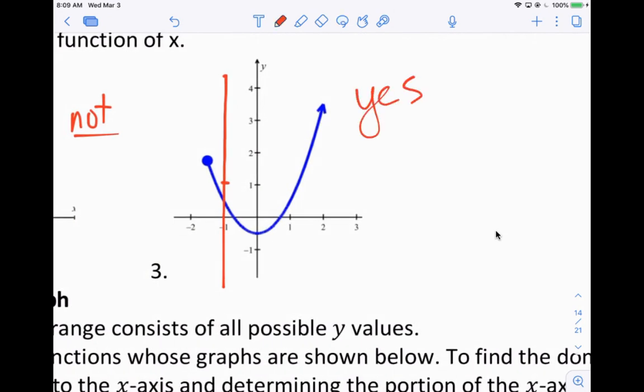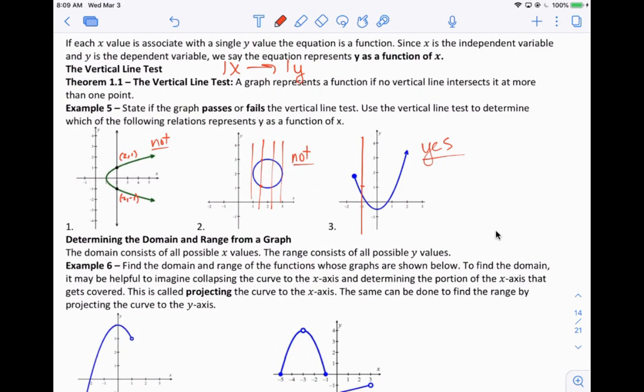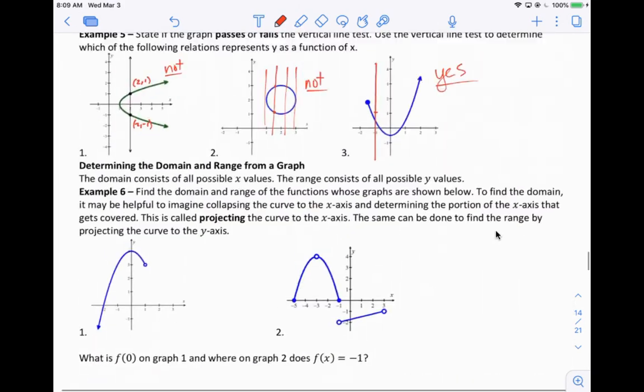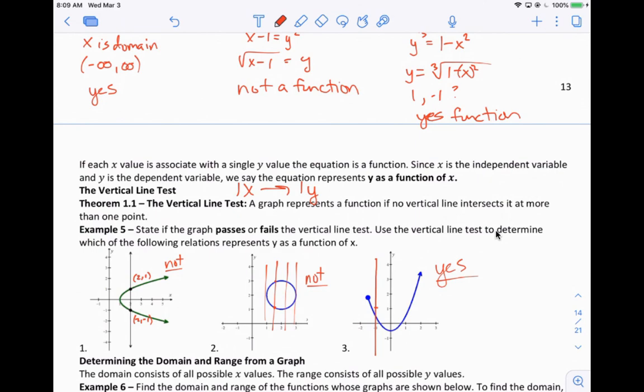So yes. All right, that's it for the introduction to functions. We'll next talk about domain and range and work with some function notation in the next video.